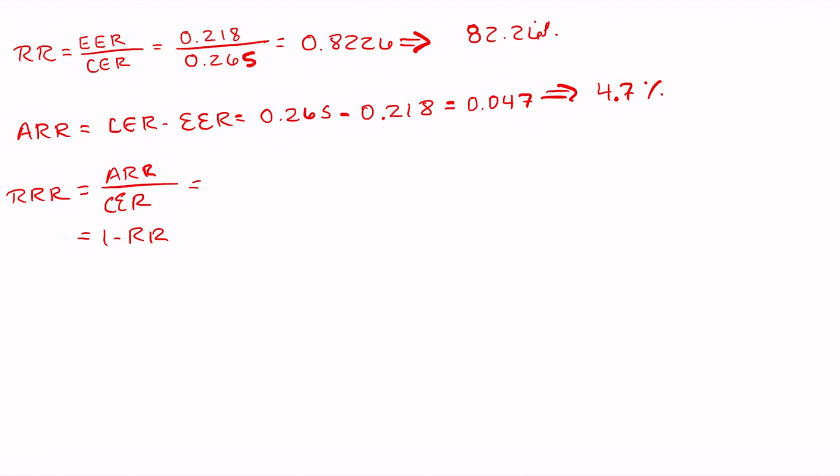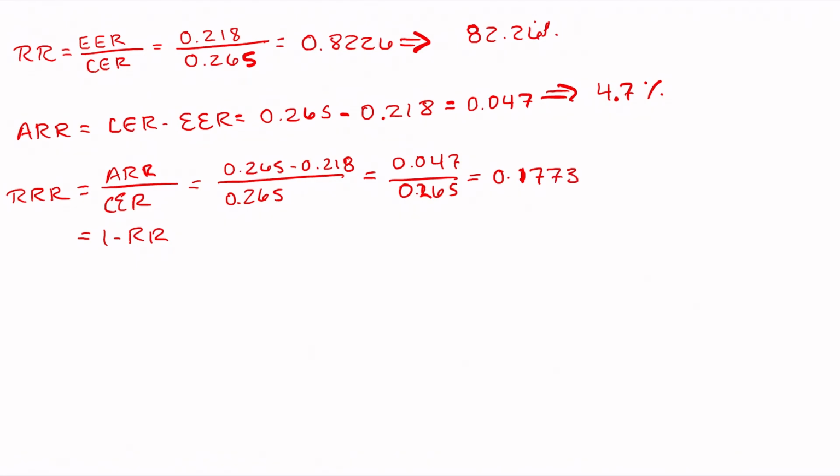If we do it this way, the ARR divided by the CER, we've already calculated our ARR, so it was 0.265 minus 0.218, which gave us 0.047, and that would be over our CER, which is 0.265. And what we should have got there is 0.1773, which is approximately 0.18, or 18%.